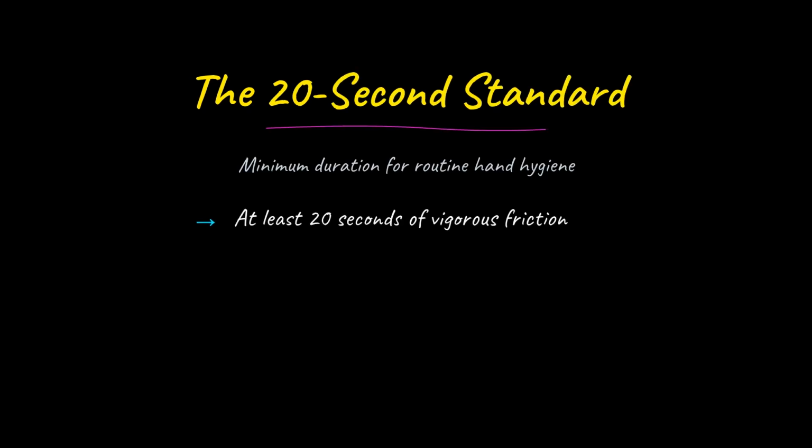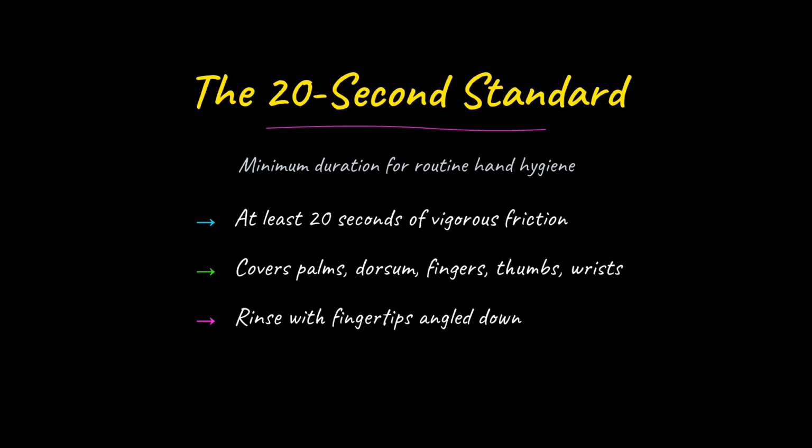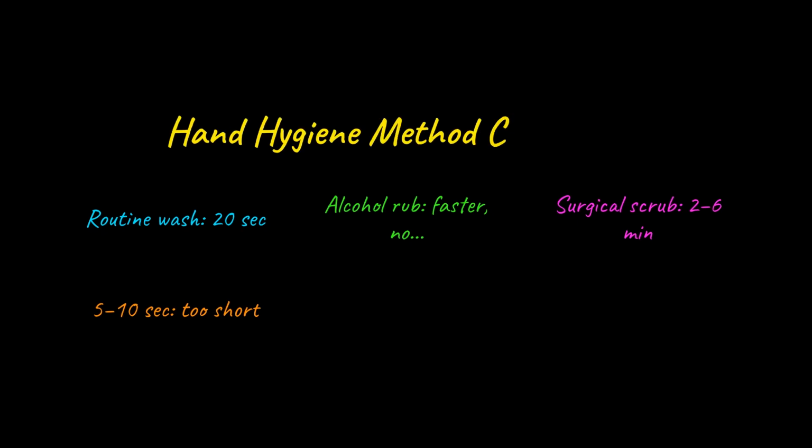Soap alone just sits on the surface without mechanically dislodging organisms. Friction alone leaves oils and microorganisms clinging to skin. Only when both are combined for at least 20 seconds does the technique become effective. The 20-second guideline, roughly 2 rounds of happy birthday, is the minimum time friction needs to loosen the bulk of the microbial load. Every surface must be covered, and rinsing with fingertips angled downward prevents recontamination of the wrist.